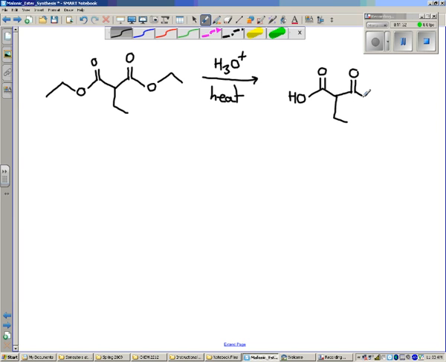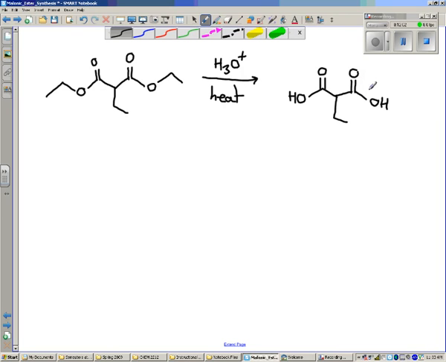Like so. Okay, so that is our diacid. Now this is where things get a little bit different. Diacids, particularly when there are 1,3 to each other, undergo a very particular and special sort of reaction in the presence of acid and heat. And I'm going to try and give you a way of thinking about what it is that actually happens. It's a sort of cyclic mechanism.